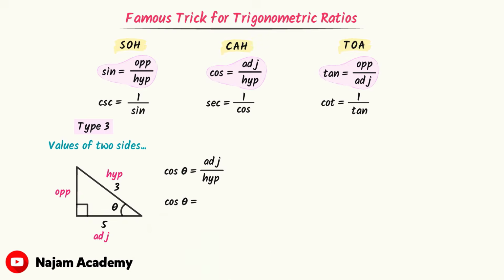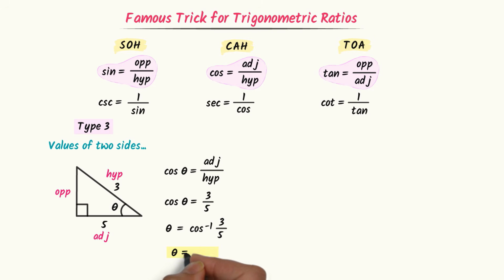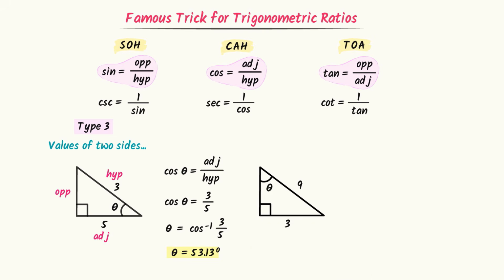I write cos theta is equal to 3 upon 5. I shift cos from the left hand side to the right hand side. I write theta equals cos inverse 3 upon 5, or theta is equal to cos inverse of 0.6. After calculation, I get theta is equal to 53.13 degree. Thus the angle theta is equal to 53.13 degree.